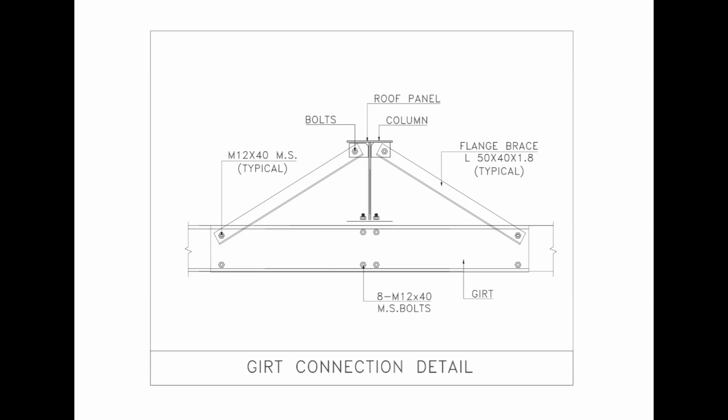It also provides a separate call-out for 8 M12 by 40 mm MS bolts at the indicated goat connection locations. When reading this type of detail, always check the member identification, bolt size, bolt quantity, and exact connection location according to the approved project drawing. This detail explains the typical arrangement between the goat, column, flange braces, and bolted connections used in the secondary framing system. With this, we complete.